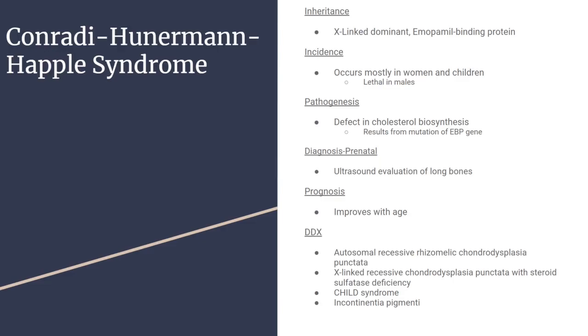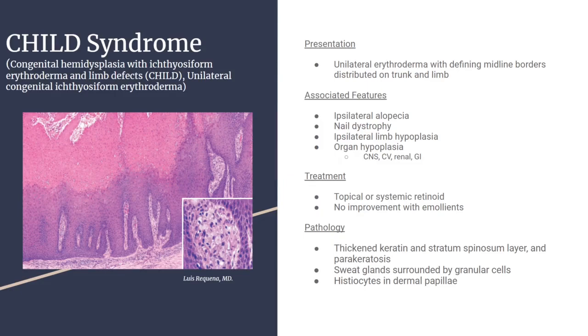There are a few other diseases that can overlap with this, noted here. The most notable being CHILD syndrome. CHILD stands for congenital hemidysplasia with ichthyosiform erythroderma and limb defects. So CHILD. Presentation is the unilateral erythroderma, and the key here is unilateral. So Conradi-Hünermann syndrome is a generalized erythroderma, but CHILD syndrome is a unilateral erythroderma with very defining midline borders.